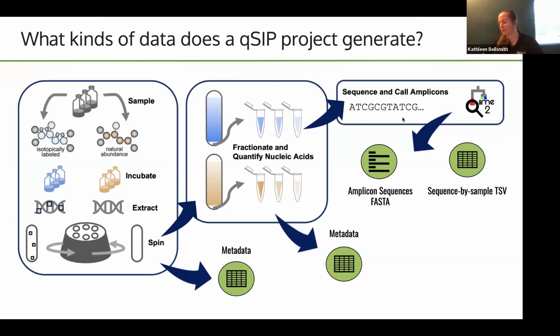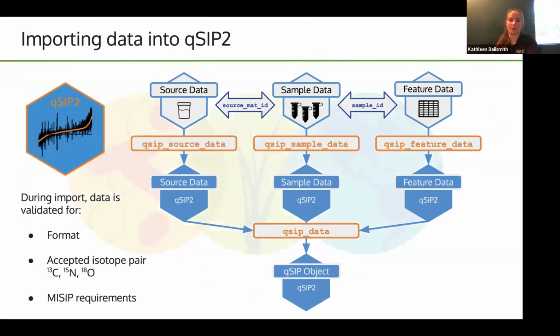And here I have this as an amplicon workflow. And so this brings up the question of what to call these different levels of metadata and how to keep track of those as we move through a qSIP workflow. So when you bring the data into qSIP, you're going to have your source data and your sample data, and those are going to be linked by a field that we borrowed from the minimal information for any sequence standard from the Genomic Standards Consortium called the source material ID.